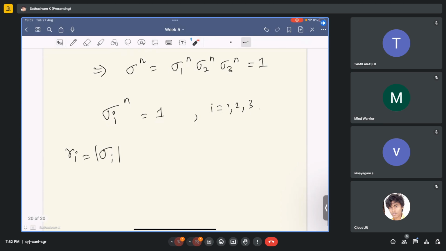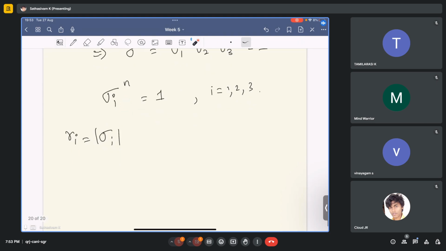But what we know is this n also has a property that sigma i to the power n is equal to 1. But this is the order. That means this is the smallest thing. Now use the Lagrange theorem. It kind of tells you that, not Lagrange theorem.